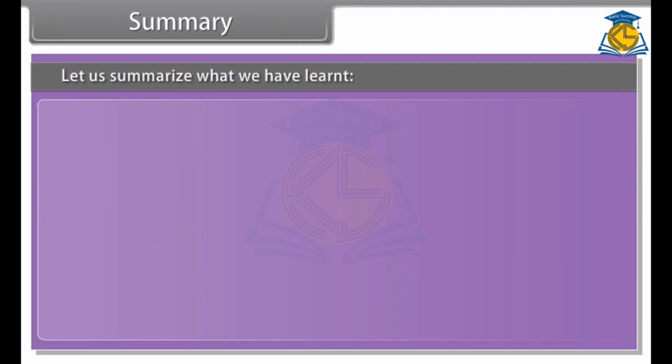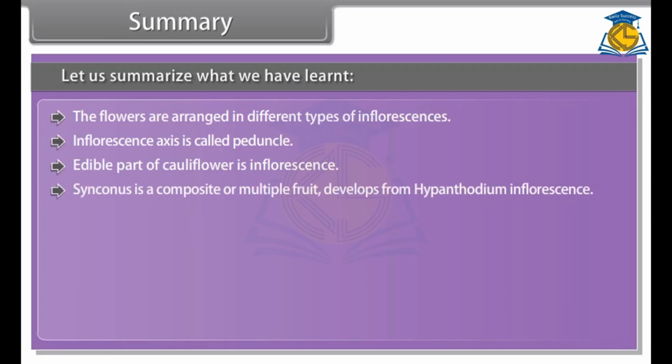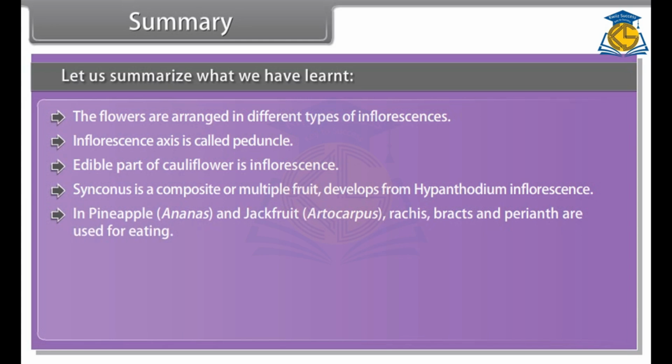Summary. Let us summarize what we have learnt. The flowers are arranged in different types of inflorescences. Inflorescence axis is called peduncle. Edible part of cauliflower is inflorescence. Syconus is a composite or multiple fruit, develops from hypanthodium inflorescence. In pineapple, Ananas, and jackfruit, Artocarpus, rachis, bracts, and perianth are used for eating.